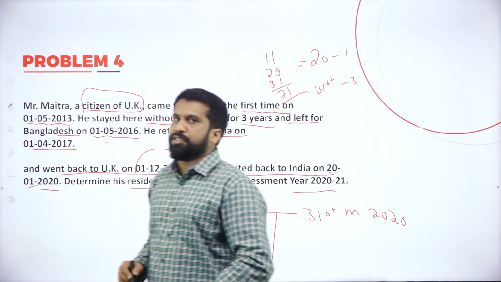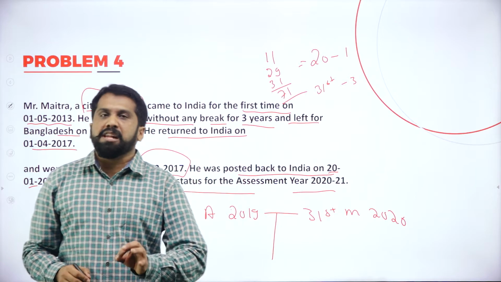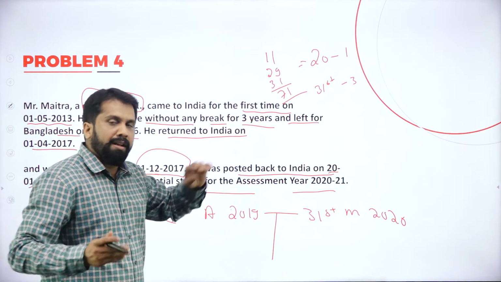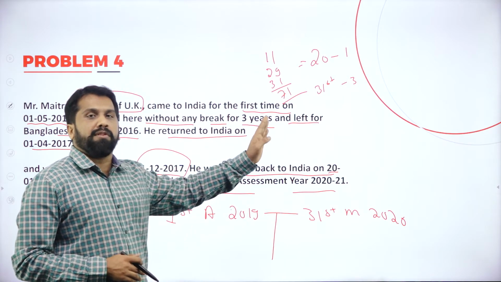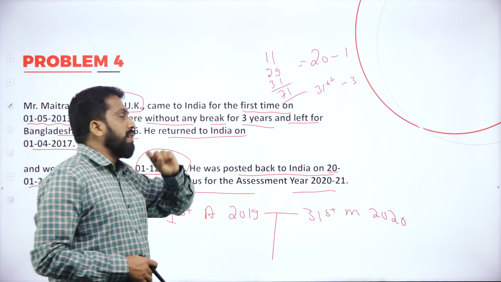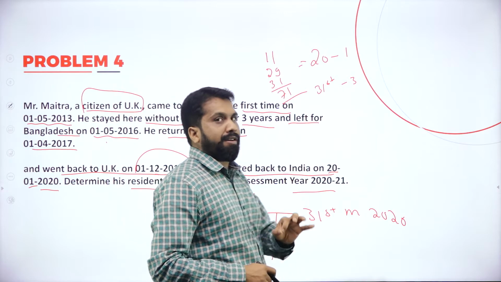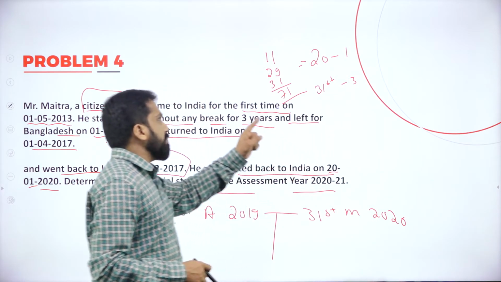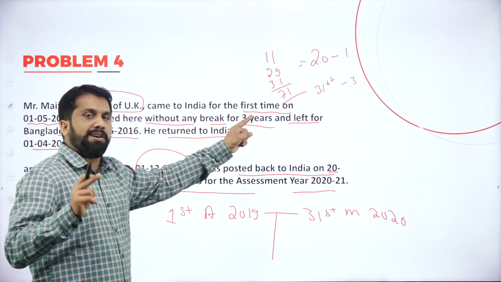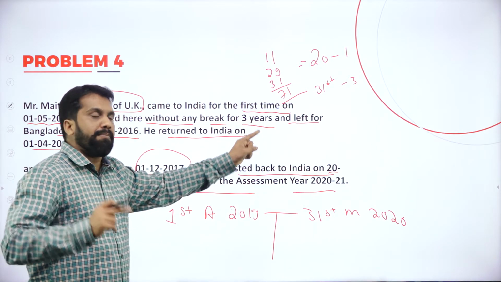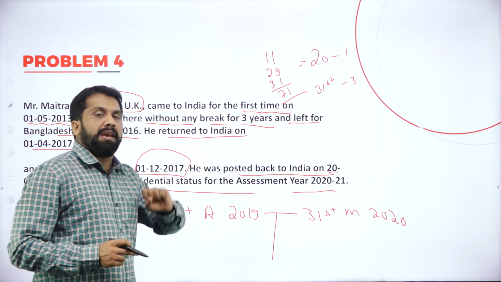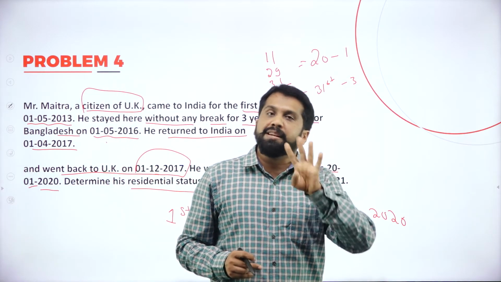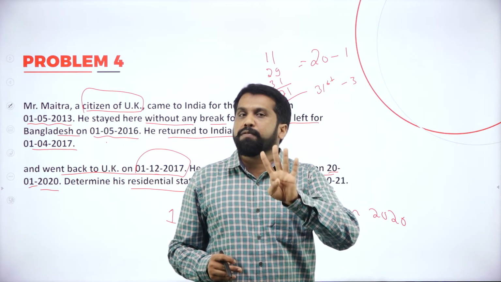What is the first condition? He must be there in India for 182 days. Is it possible? No. So, if it is not fulfilled, what is the second condition? He must be there in India for at least 60 days in the previous year. Is it possible? Yes, he was there for more than 60. But it is not sufficient. He must be there for 365 days out of the previous 4 years.